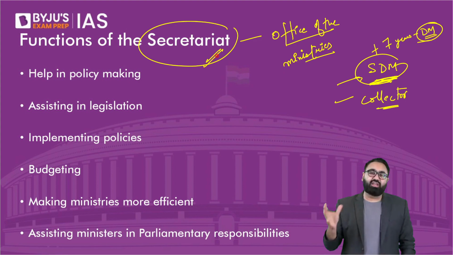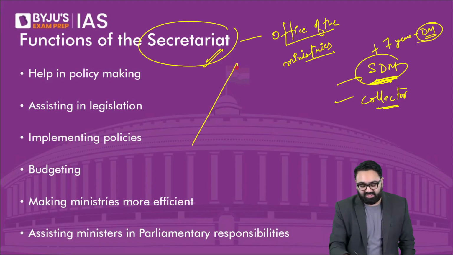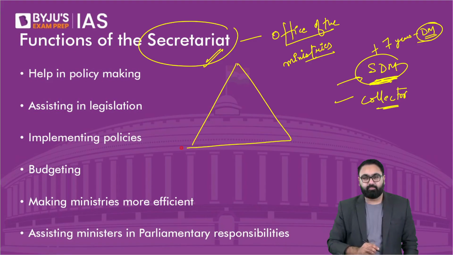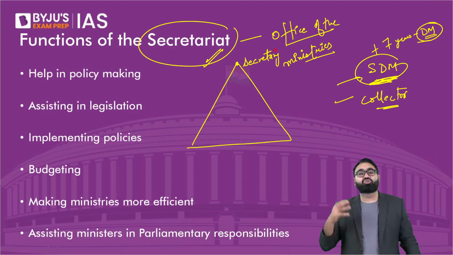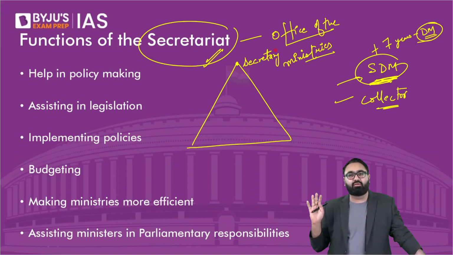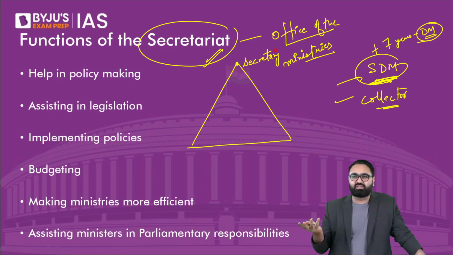Every ministry has a secretariat. For example, let's say the finance ministry has a secretariat. So the finance ministry at the top will have a secretary. The secretary will be the senior most IAS officer of that ministry. He will be the one assisting the minister for everything.